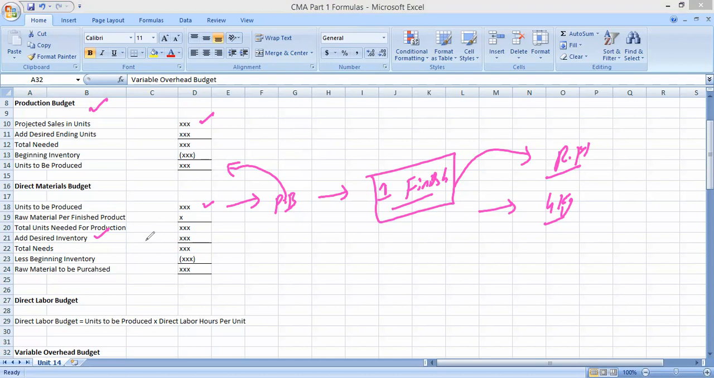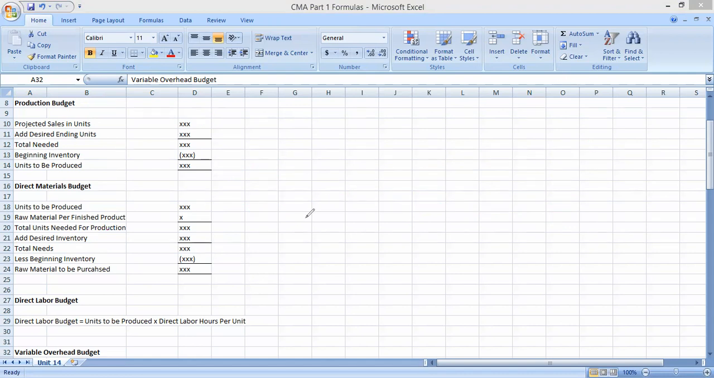In this one, you will add desired ending inventory. Like that, you will get total needs, because we have to maintain the raw material inventory for any kind of contingency, or any unforeseen events that can happen. As a result, we can have a shortage of material, so we are maintaining some raw material inventory. Regarding desired ending inventory for raw materials, usually there is a policy on how much the company wants to maintain. So it will definitely be mentioned for you in the question.